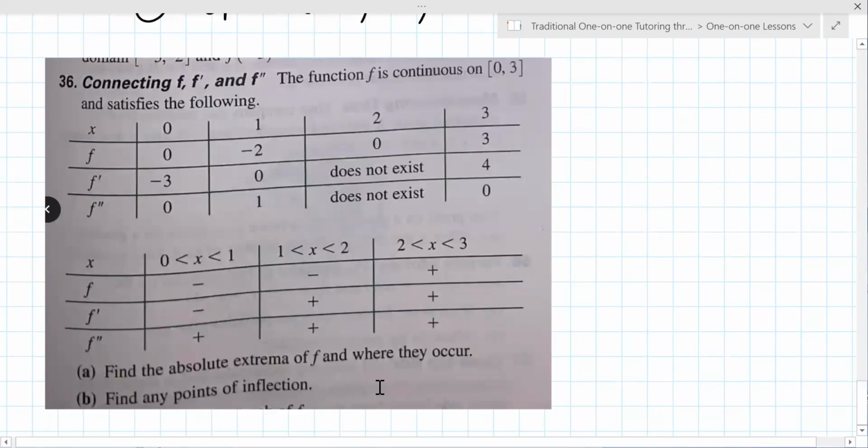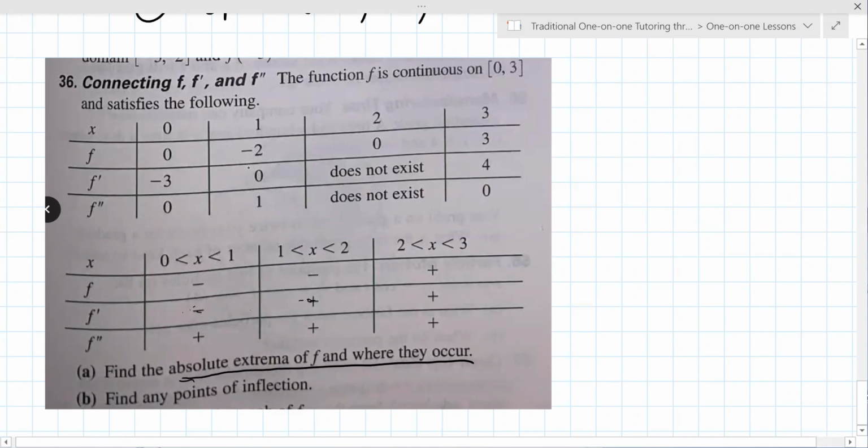All right, find the absolute extrema of F and where they occur. So absolute extrema are kind of different than relative extrema. For relative extrema, you just look at the derivative where it changes sign. Do you see how F prime changes sign here from minus to plus? Yeah. So there's something going on there, and that looks like it's a min at 1.